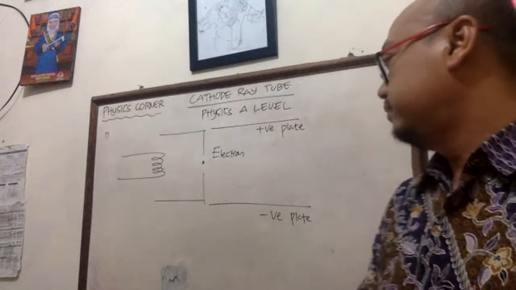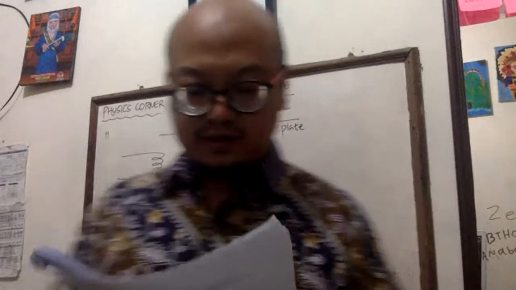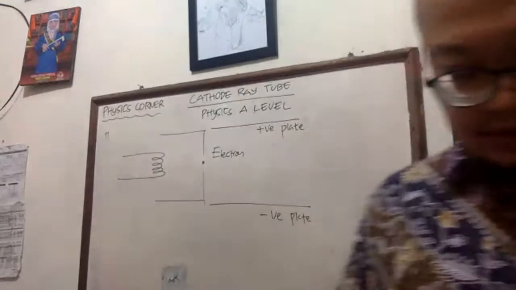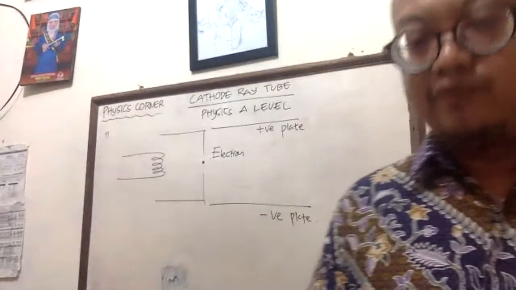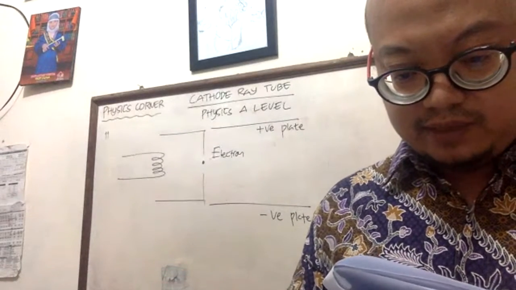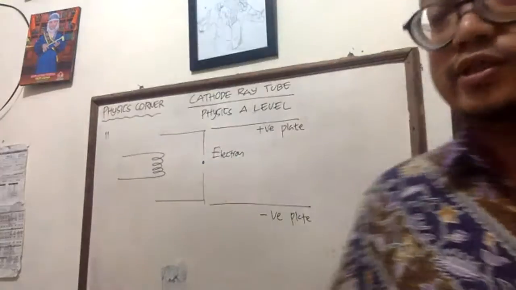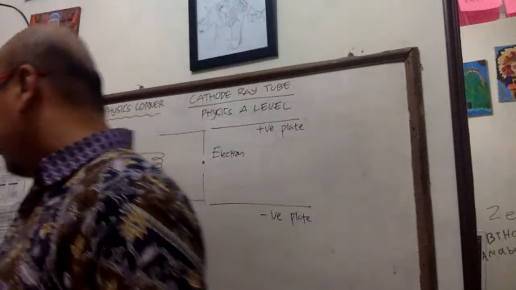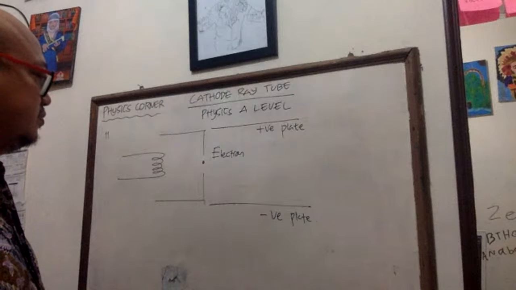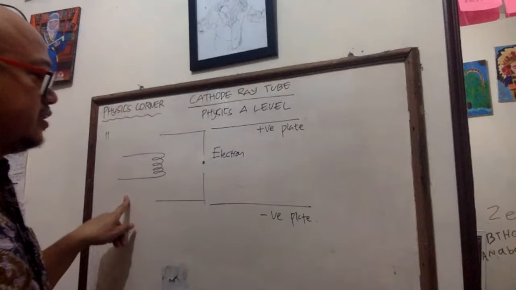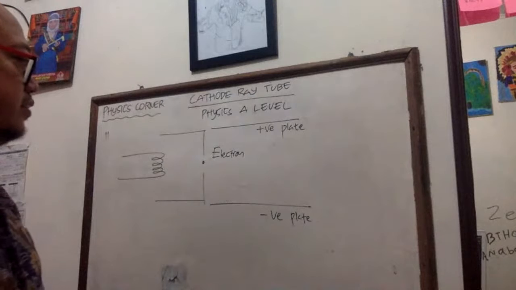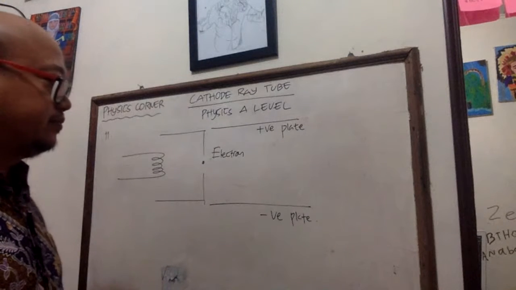I repeat again the question. Explain how the electron gun creates a beam of electrons. And the diagram will help your explanation. So this is the element, this is the potential V plate, and this is the negative V plate. So electron can be emitted.